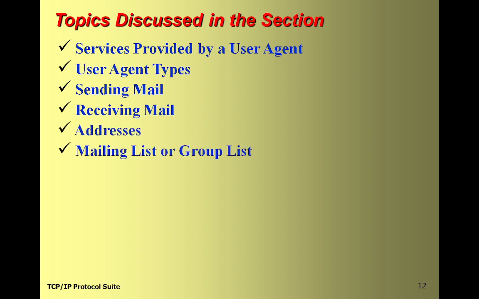The service which is provided by the user agent, the definition of the SMTP protocol, the various components of the SMTP protocol and the different stages we follow, the user agent types, sending mail, receiving mail, addresses, mailing agent or group list. So likewise, these are the different kinds of topics we have covered in this presentation.